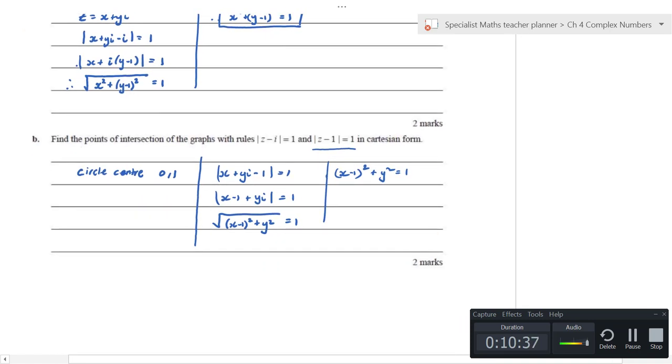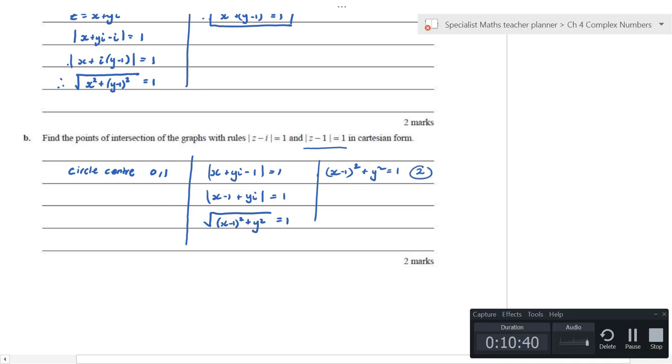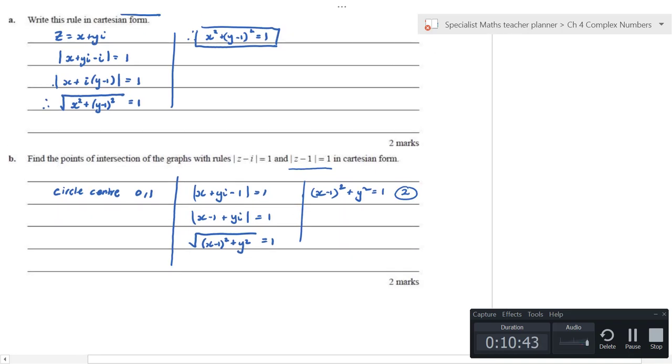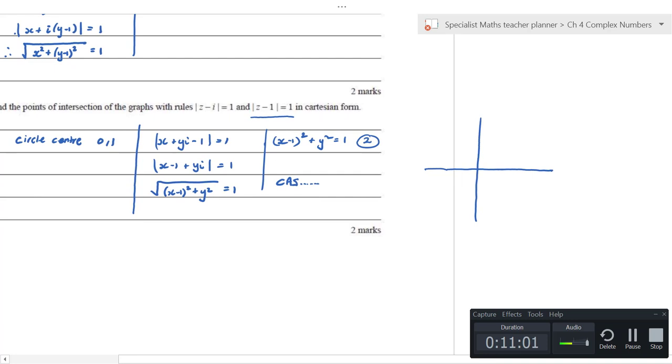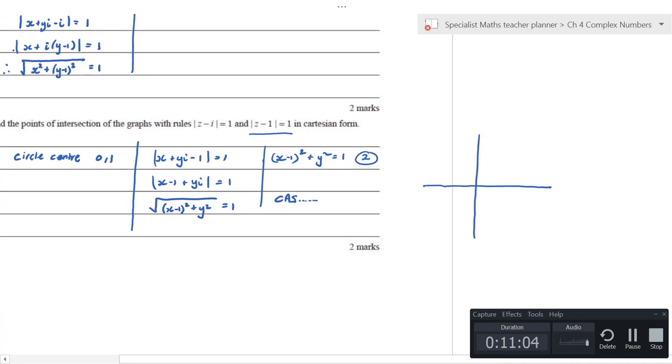Now, of course, we can call that equation 2, and we can call this equation 1, and we can say to find the point of intersection. Well, we've got a circle, and you could draw it. We've got a circle which has a radius of 1 and is centered at 1, 0. So we've got 1 here, and that's going to go to there, and that's going to go to there, and it's going to go like so. That's what it's going to look like.